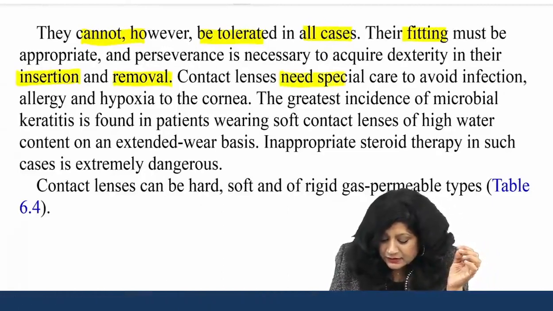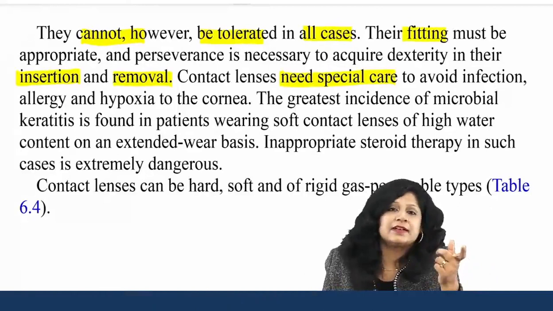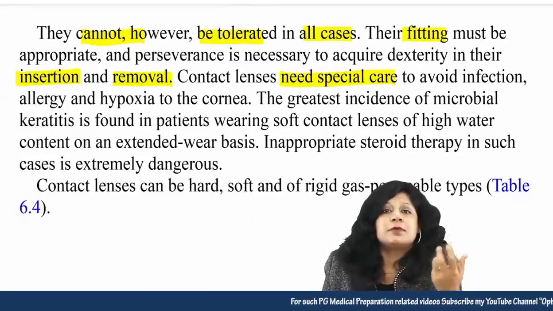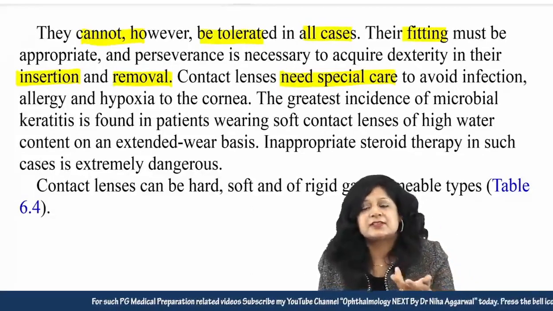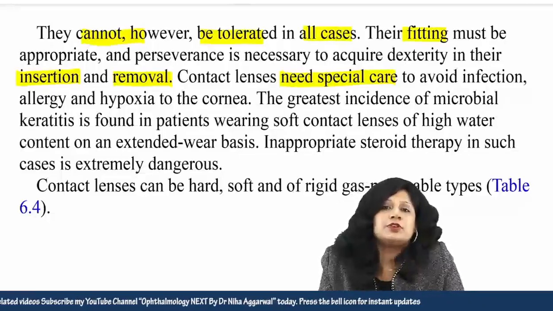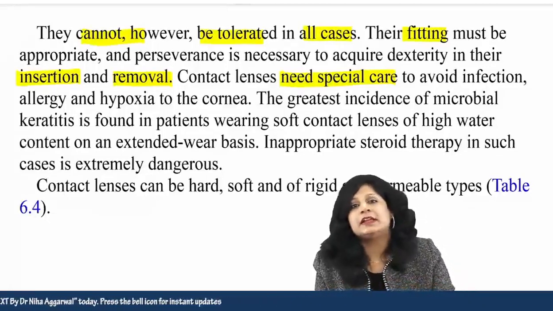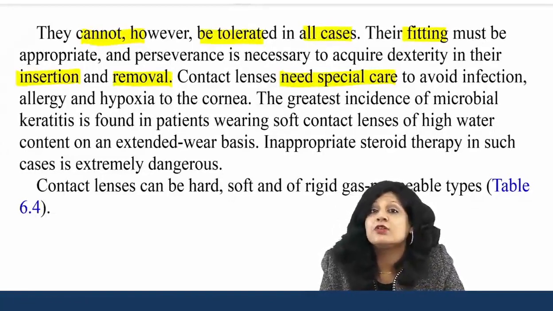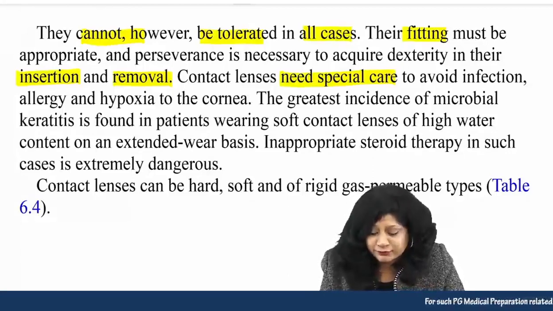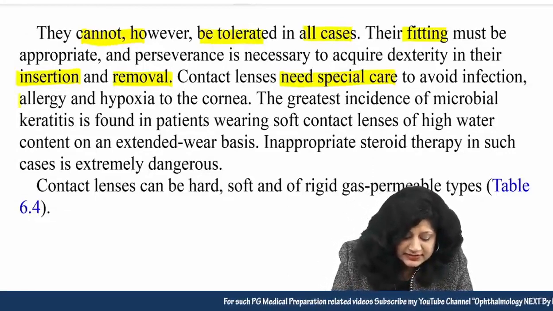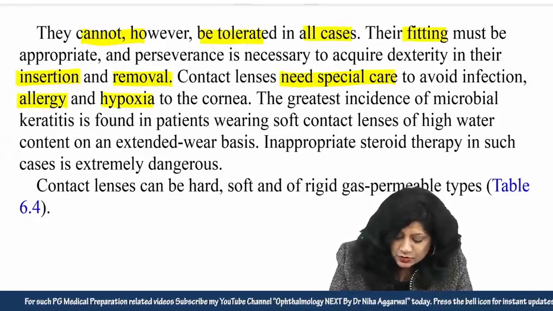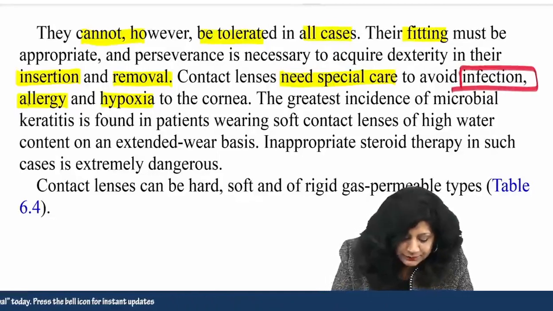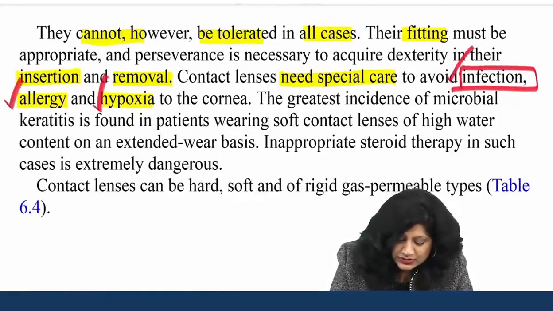Then we require special care for the contact lenses, like we have discussed that there are so many infections that can occur with the contact lenses, the most common being pseudomonas, acanthamoeba keratitis. Then there are a lot of things you have to take care of regarding contact lens hygiene, because if you are using it recklessly, if you are not taking proper care, more than good, it can cause harm. So you have to be very, very careful regarding infection in the contact lenses, allergy, hypoxia. So I will say again, three pickup words are very, very important here. One is infection, then allergy, and then hypoxia. So these three terms are again very, very important.